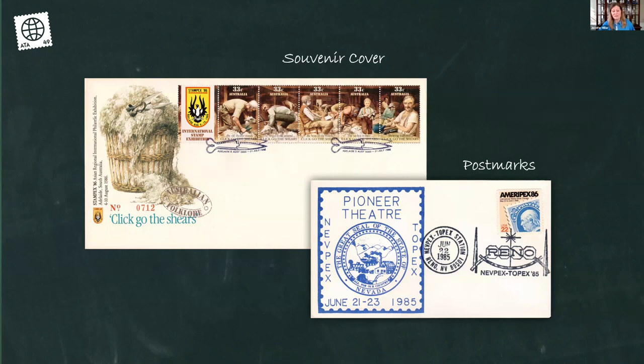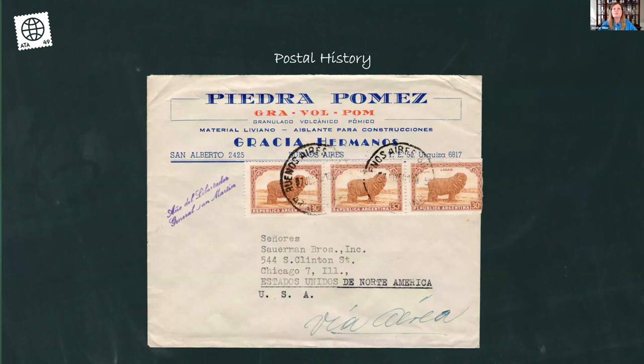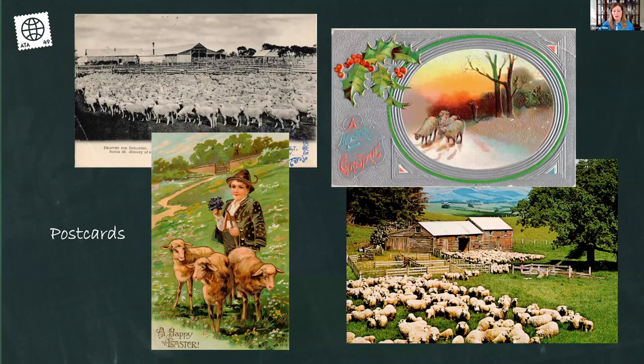There are souvenir covers that are issued in conjunction with an event. In this case, this was for StampX 86, which also could be a first day cover, and then postmarks related to your topic. There's postal history. Sometimes you even get lucky enough to have the letter inside. There are postcards. And then with postcards, do you want blank postcards or do you mind if there's writing on the back?